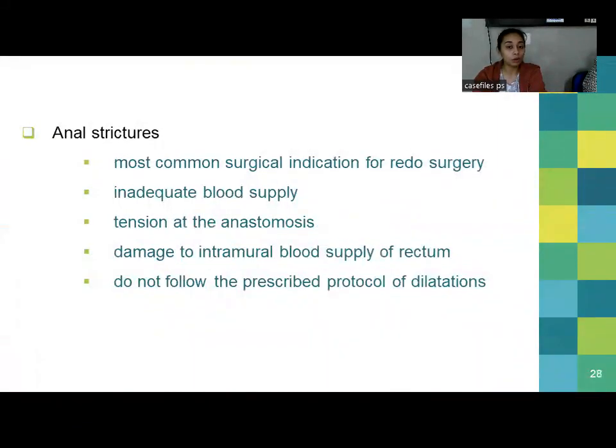Anal stricture is the most common surgical indication for a redo surgery in operated cases of ARM. This is usually because of an inadequate blood supply, tension at the anastomosis, or damage to the intramural blood supply of the rectum during dissection, and also when the parents do not follow the prescribed protocol for anal dilatation.